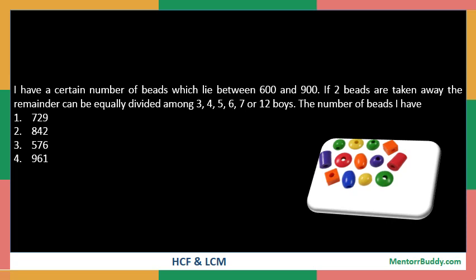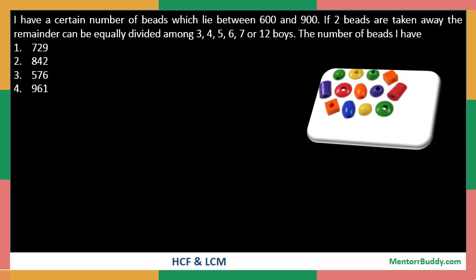We have a question based on HCF and LCM. It says, I have a certain number of beads which lie between 600 and 900. If two beads are taken away, the remainder can be equally divided among 3, 4, 5, 6, 7 or 12 boys. The number of beads I have. So let us see how we can approach this question.